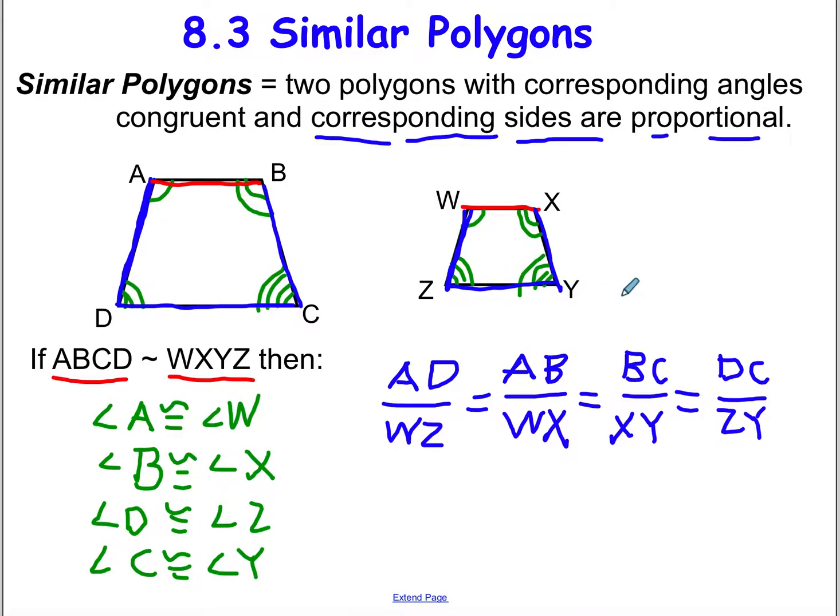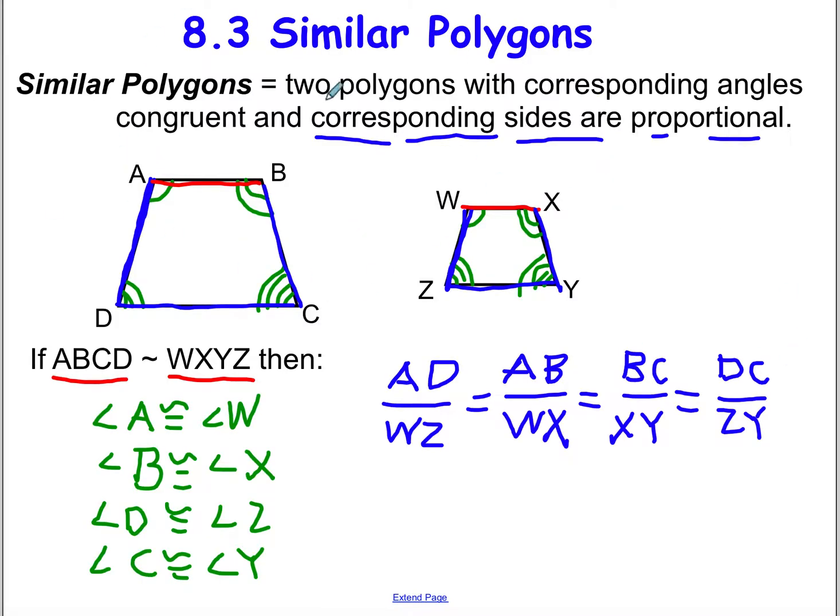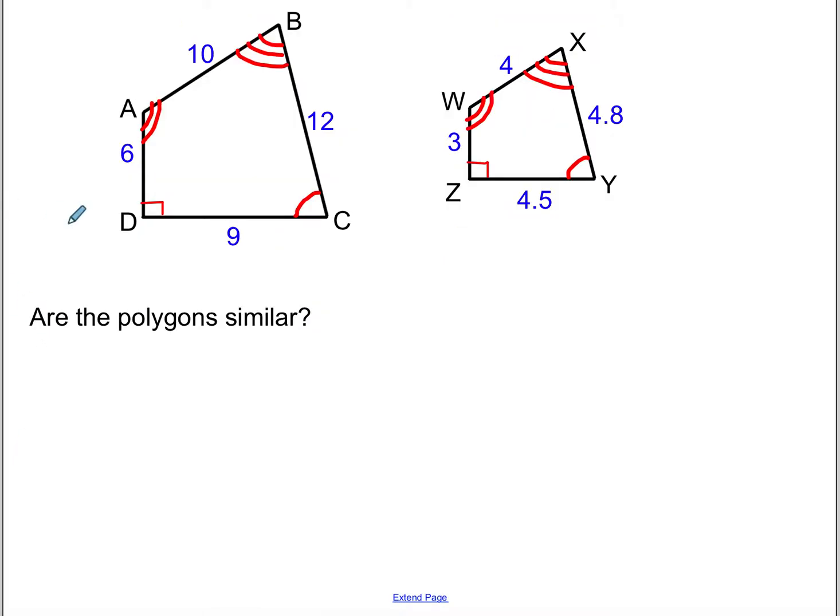Okay, so now that we've gone over an overview of what similar polygons mean, let's actually look at a problem. This question asks, are the polygons similar? Well, just as we just said, in order for these two polygons to be similar, we must meet two qualifications. Those qualifications are the following two things. All of the corresponding angles need to be congruent, so we need to look at each angle.